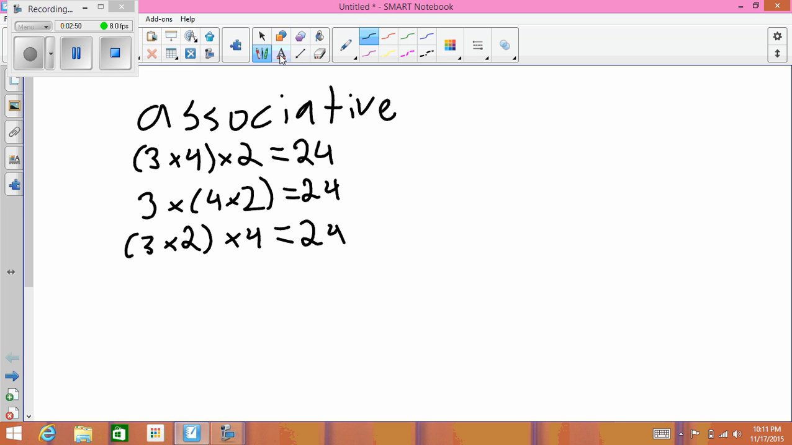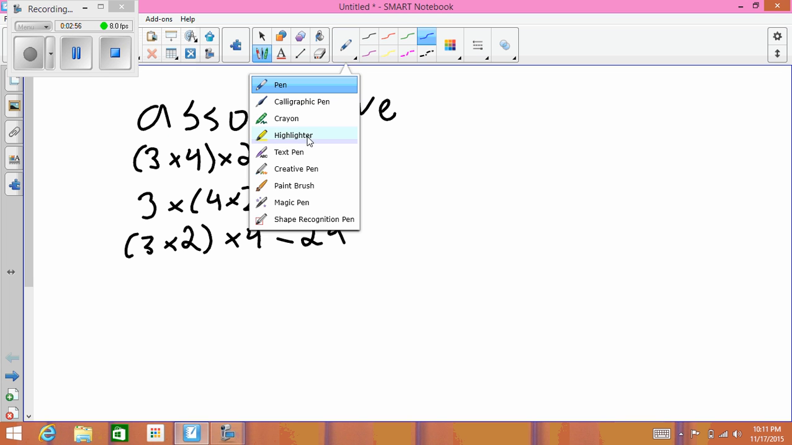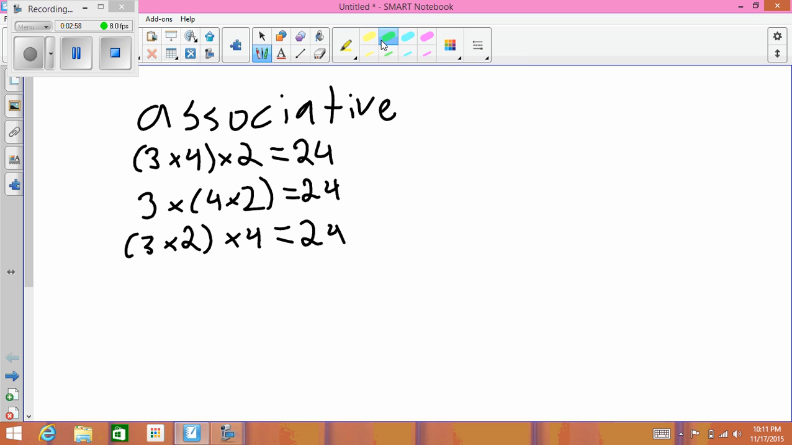So now, when you look at each of these problems, we can see that the same factors appear each time. So we can see that I have a 3 in each one. I have a 4 in each one. And I have a 2 in each one. And as a result, my product is always the same.